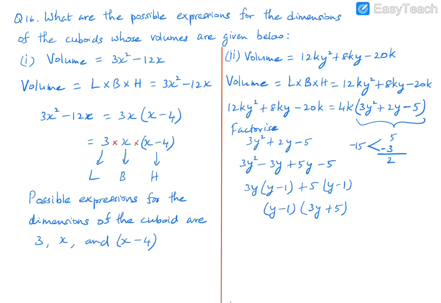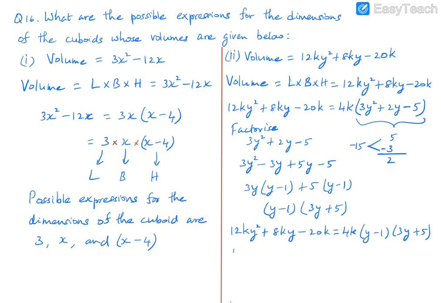So now we can write our expression for the volume, which is 12ky square plus 8ky minus 20k as 4k into y minus 1 into 3y plus 5. So we now have it as the product of three terms. The first term is 4k, the second term is y minus 1, and the third term is 3y plus 5. So each of these terms would correspond to one of the dimensions of the cuboid.